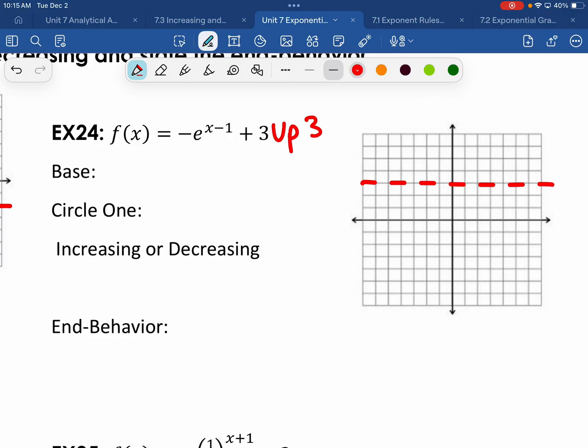What other transformation do I have going on? Up 3, left 1. Right 1. And what's this negative sign going to do? Flip it over the x. So it's going to reflect it, which means since it's on the outside, all that happens is that instead of your exponential being on top of your asymptote, it's underneath it. So all my stuff is going to be happening underneath my asymptote, because it gets flipped. Does that make sense?